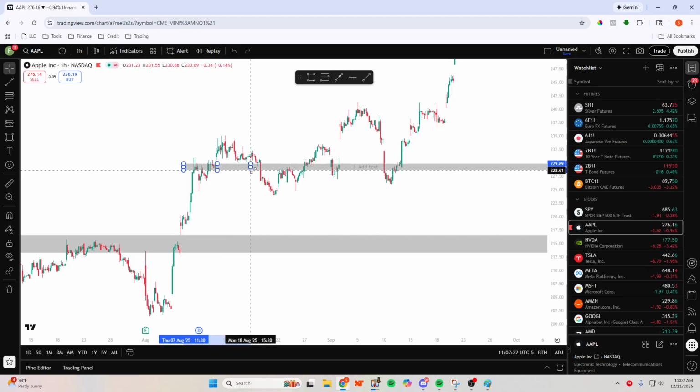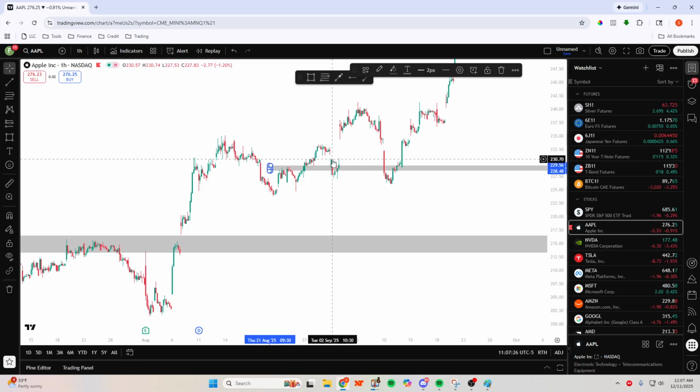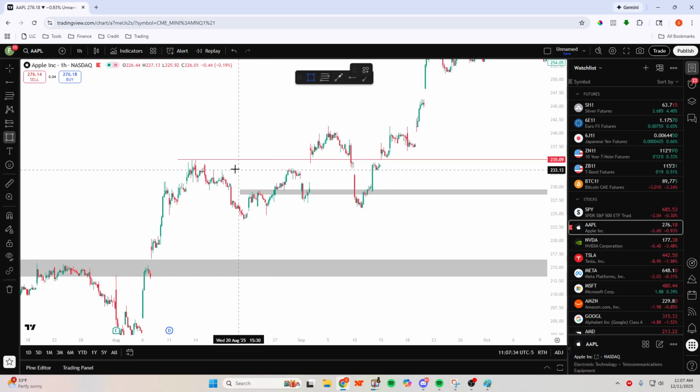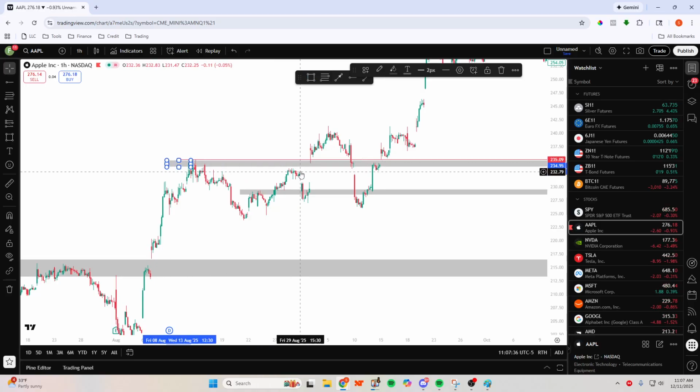And even if you didn't draw your levels there, you draw your levels like, let's say right here, because we did break out above this. You can see we retest the level here and we continue higher, right? And then we take out this high here. Then what happens? We have another break right here, right? At these levels and these levels.